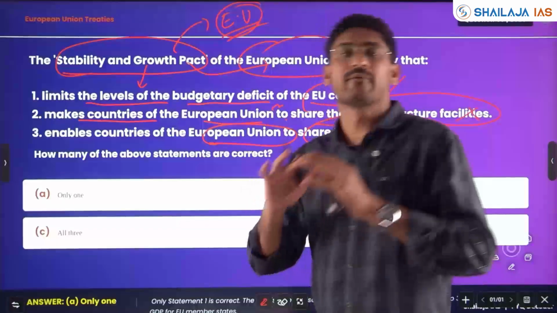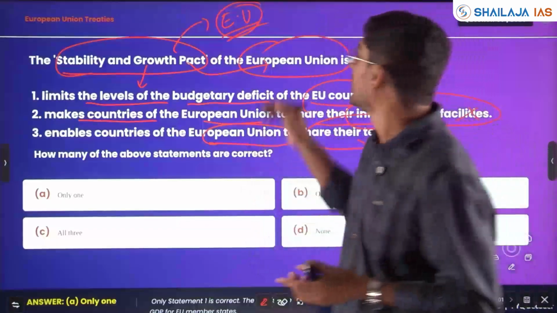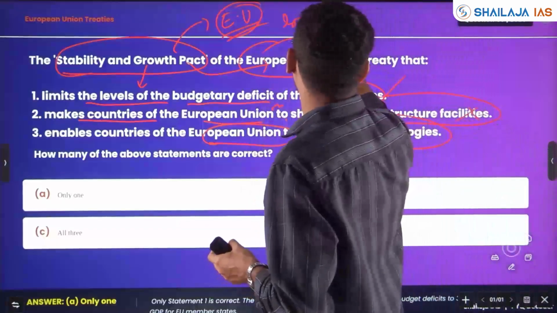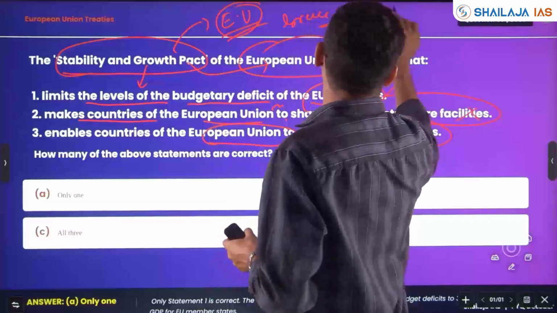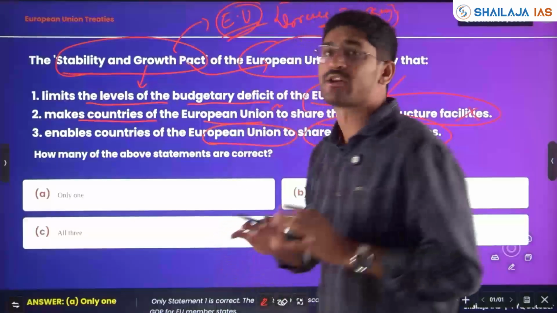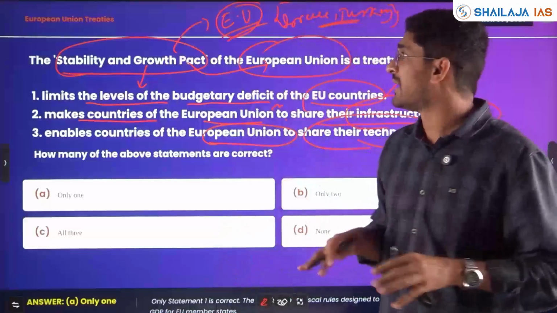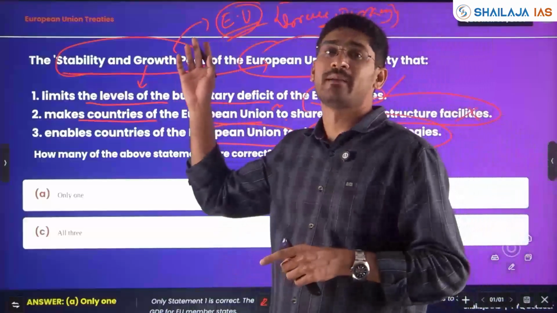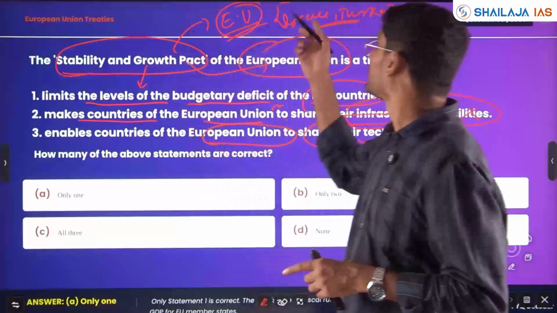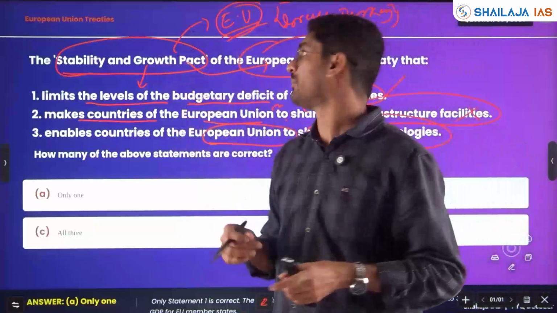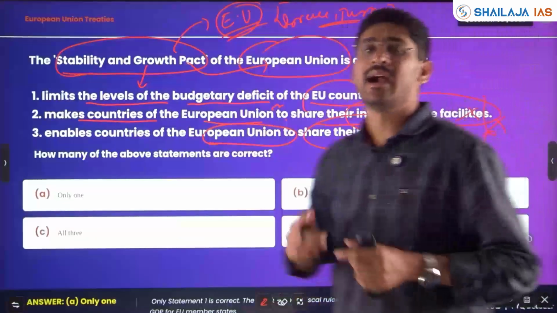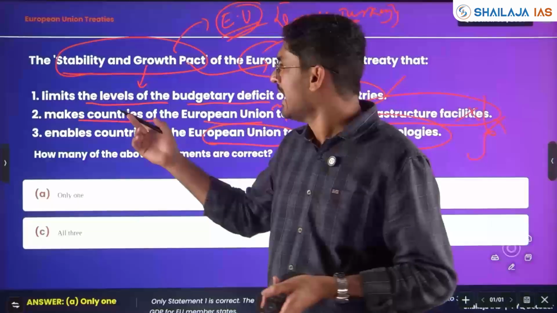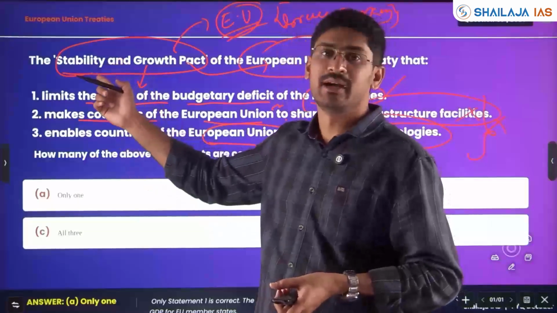The Stability and Growth Pact is about making sure that in the European Union, a group of European countries, weak countries like Greece, which was in trouble, Turkey, which was in trouble, are handled so their economy as a whole is stable and growth is not impacted by deficit or loans of some of the weaker countries in the European Union. So if you are a student of IR and understand the international economy, these two statements will not make sense with the Stability and Growth Pact.